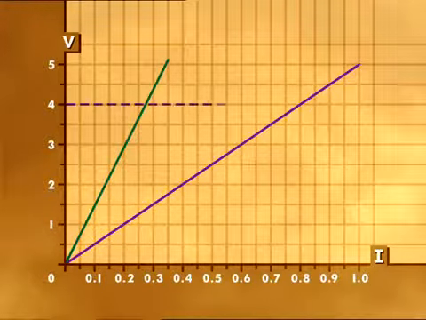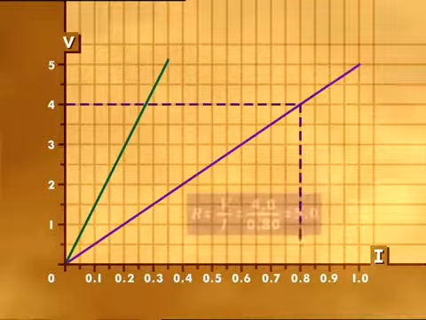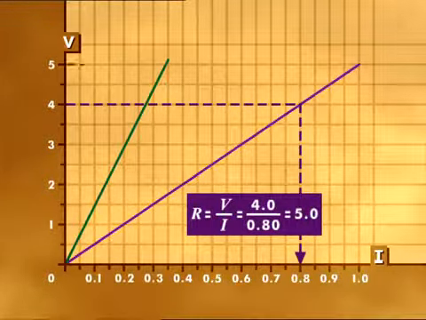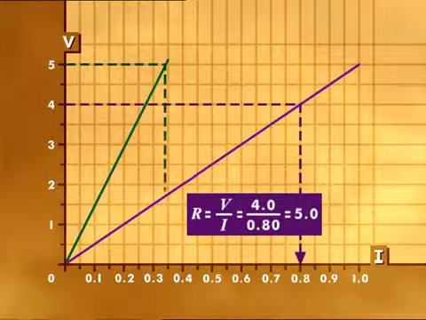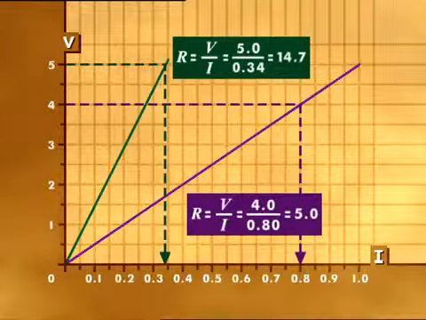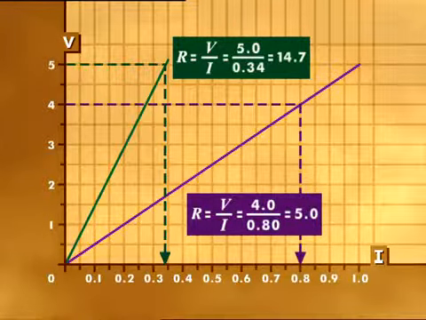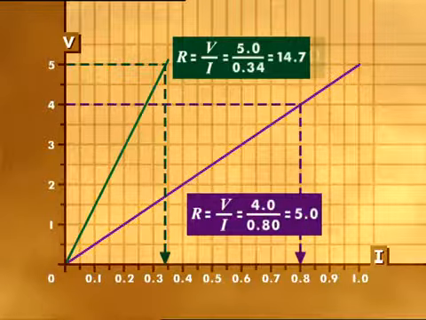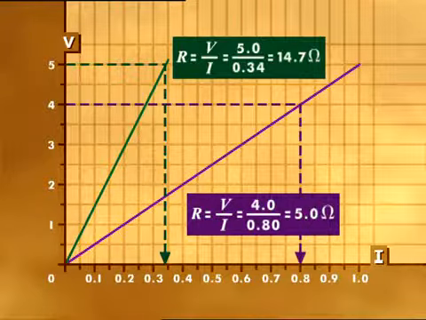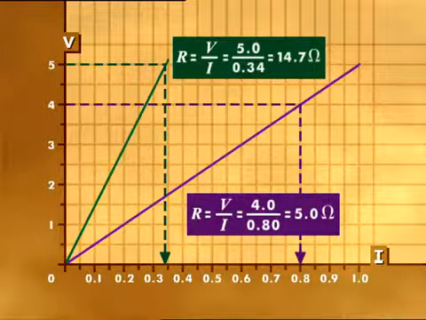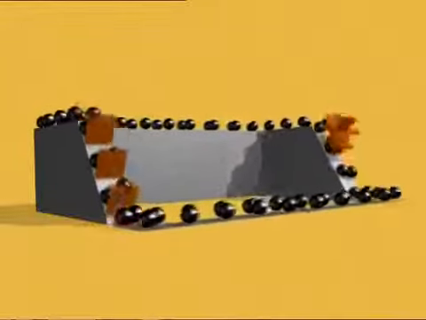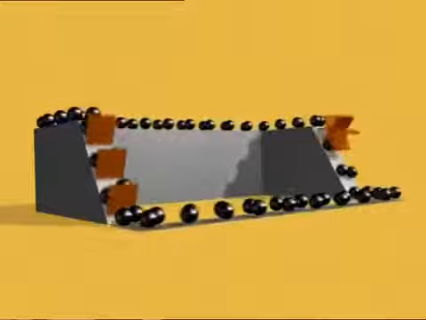For the wire, the gradient R equals V divided by I. So 4 divided by 0.8 gives a gradient of 5. For the resistor, the gradient equals 5 divided by 0.34 equals 14.7. The value of the gradient is known as the resistance and is measured in ohms. So the resistance of the wire is 5 ohms, but for the resistor, much more, 14.7 ohms. Resistance is a measure of how difficult it is for electrons to flow through a material.